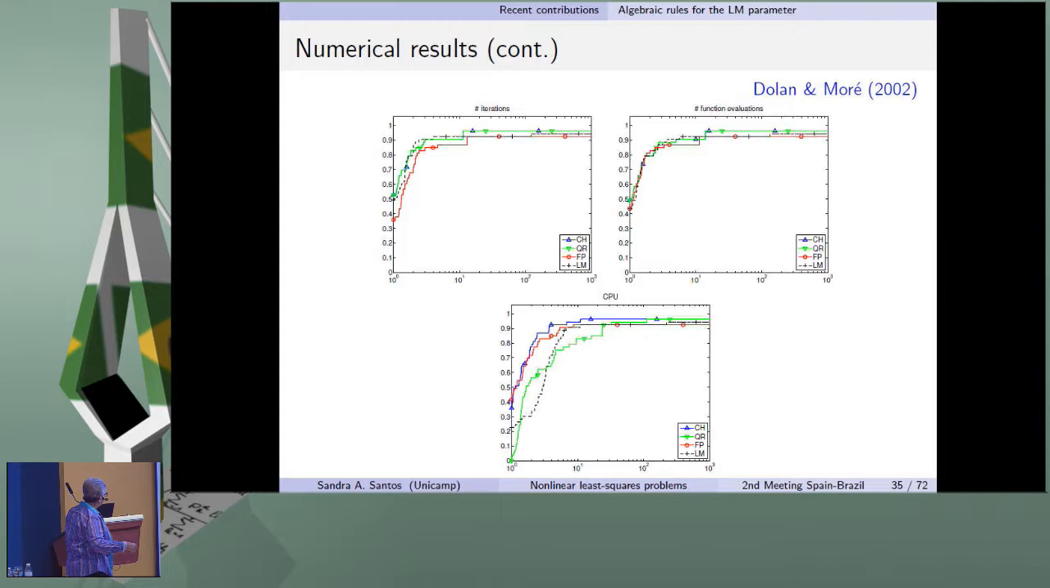In terms of CPU, we see that Cholesky factorization is faster than QR factorization, as expected. But concerning the robustness, I should mention that from the 53 problems, our strategy managed to solve 51, Levenberg-Marquardt 50, and Fan and Pang 49. So everything is quite close in this case.